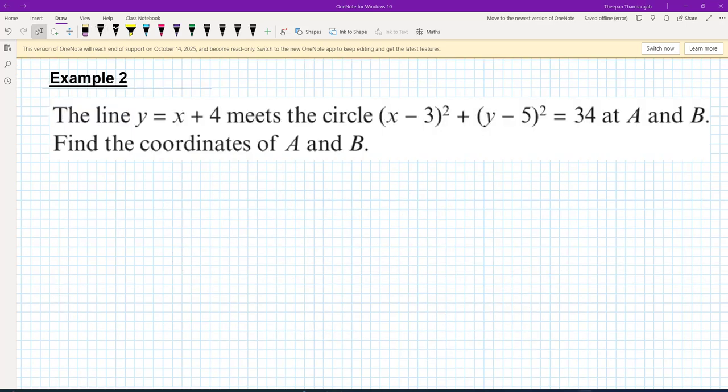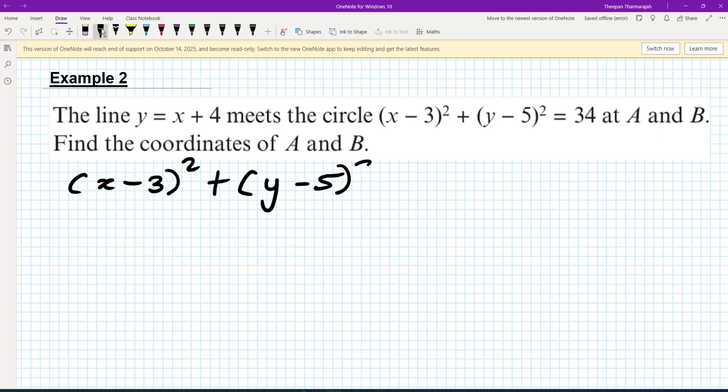Here's a question for you to try. You can pause this video, and when you're done I will go through my worked solution. Okay, welcome back. So this is identical to our example, so we're going to start off by writing down our equation of the circle: (x minus 3) all squared plus (y minus 5) all squared. Now that's equal to 34.